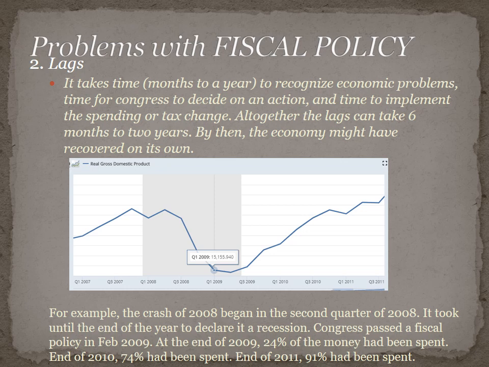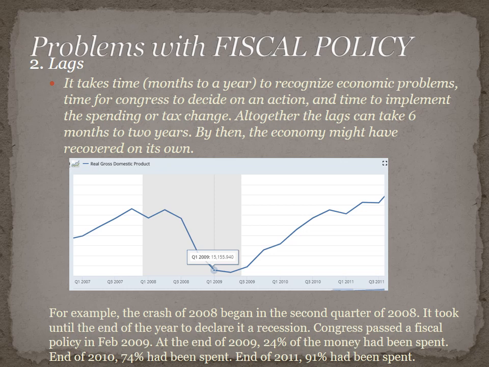Because remember, our classicals thought the economy would come back to normal once the wages adjust, but that might be 6 months, a year or two, right? And so if these lags add up to 6 months to several years, maybe, then the economy very well might have recovered on its own. Okay, so the fiscal policy might not be any faster than just letting the economy recover on its own.